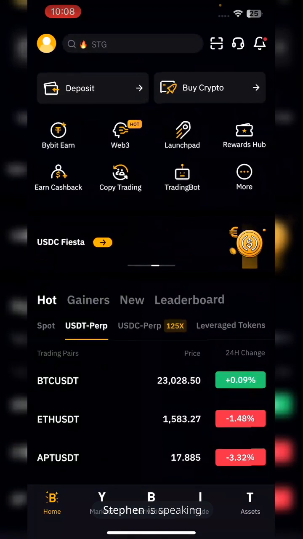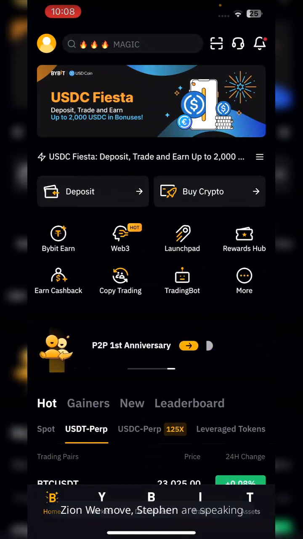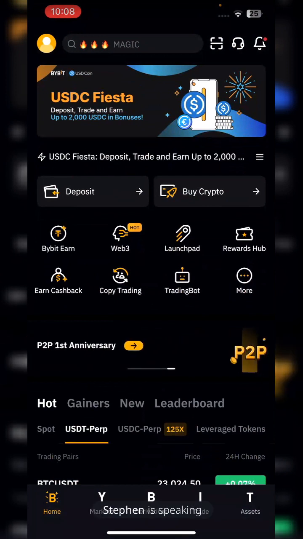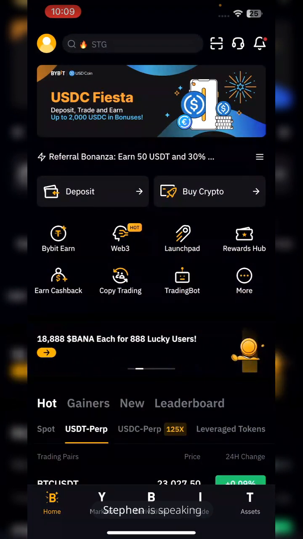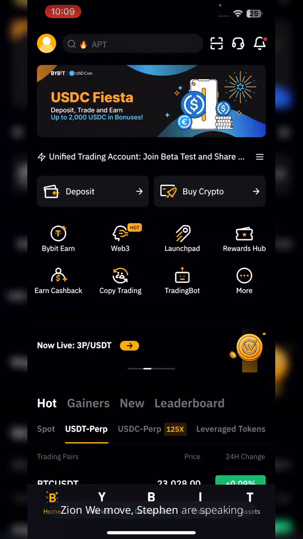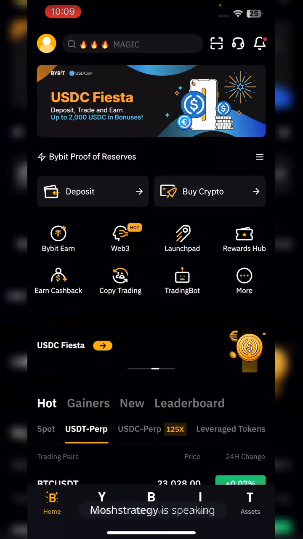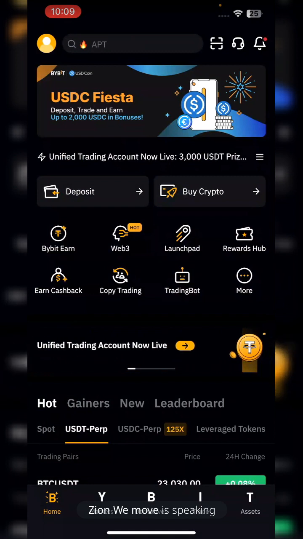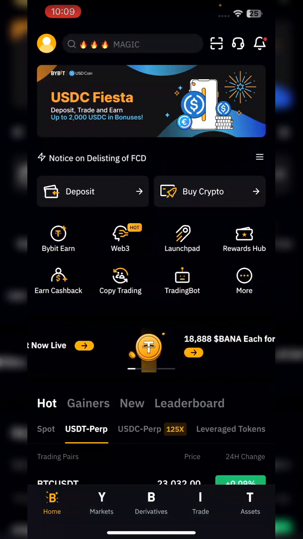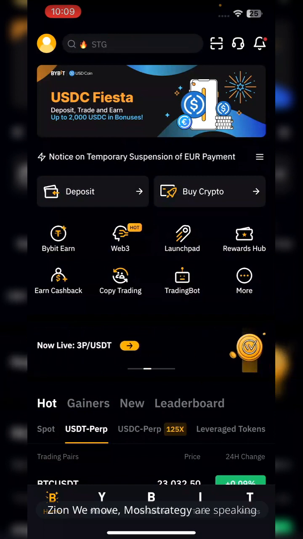Once you open your Bybit app, it will bring you to this page. On the top, you can see a search bar that is moving, changing style. Look at your top left, madam. You're going to see a profile icon at the top left, on the home page.